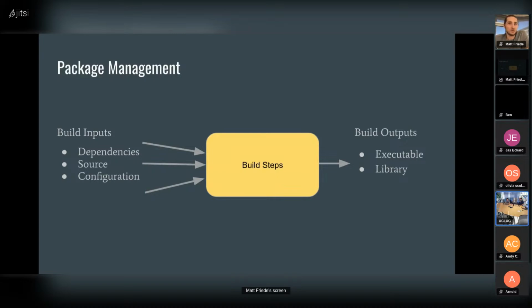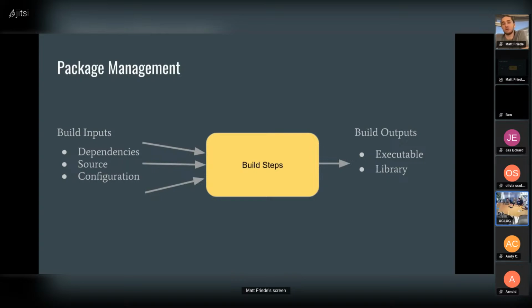Package management is really the core of everything in Nix. Here is a really simple model of how we look at packages as pure functions. Tying back to the purely functional description from before, we look at the package building process as a pure function from its inputs to its outputs. Your build inputs can be anything from your dependencies, your source code, configuration files, whatever they might be. Then we run them through some build steps, and that creates our build outputs.